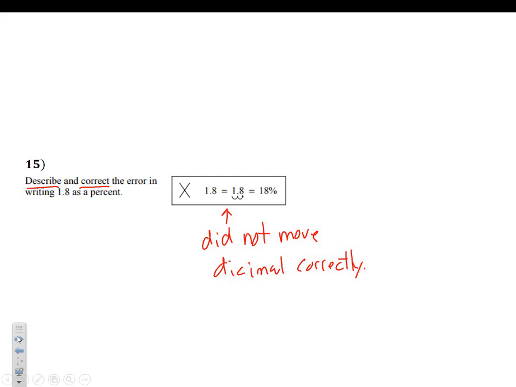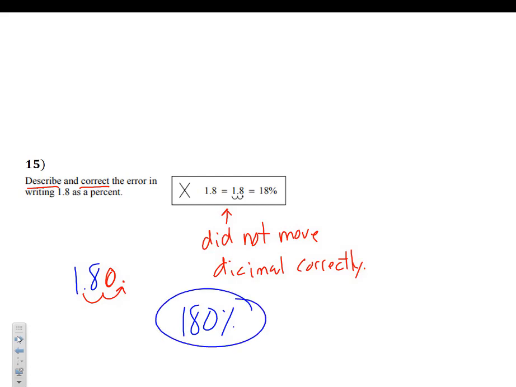You can get more specific and say they didn't move the decimal from where it started, however you want to say it. But that's good enough. And then of course, if we have 1.8 and we do move that decimal correctly 2 places, we would have to add a 0 when we put our decimal, and then we say that this would be 180% when we add our percent sign.